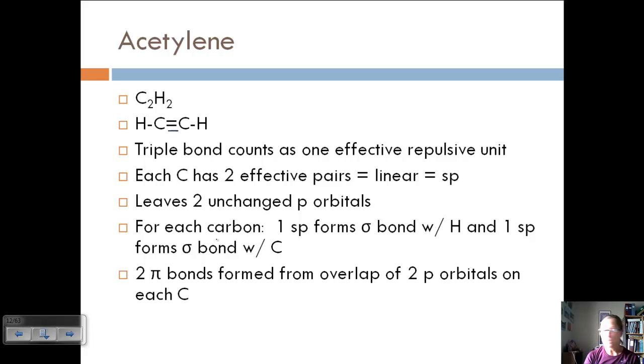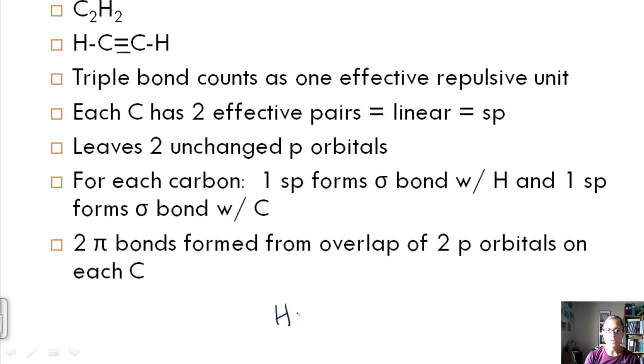And so if we drew this, we basically have our hydrogen bonded with a carbon, triple bonded, and so we've got our sigma bond and then our 2 pi bonds.